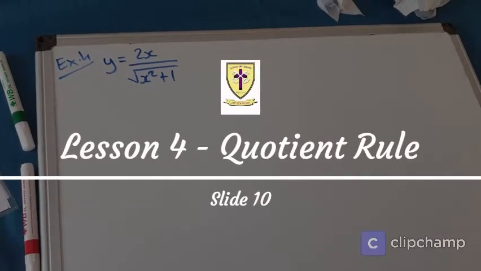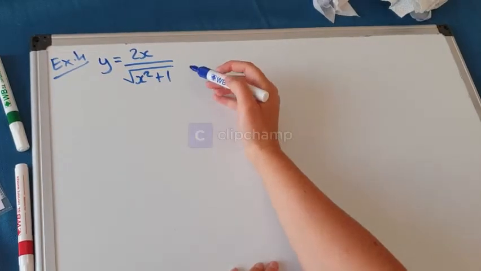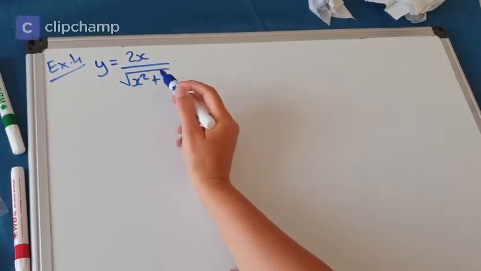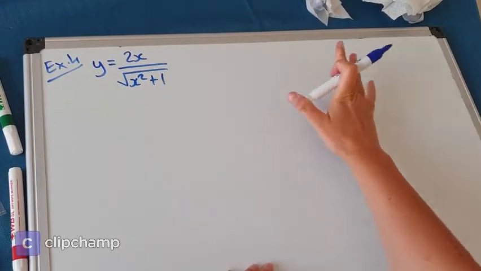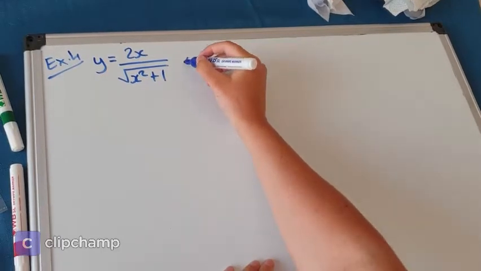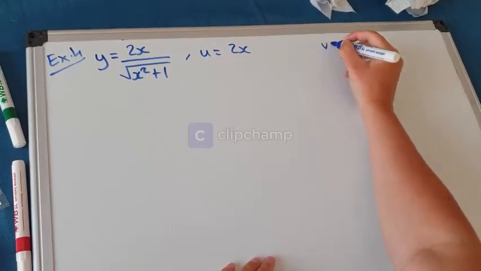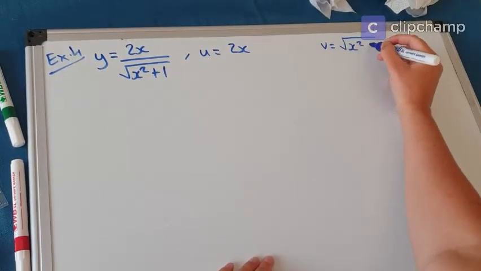Okay, example number 4. Again, we can clearly see that we've got a product. My v here is in root form. That's obviously going to cause a problem when we come to differentiate, but we'll deal with that over at the side when we get to it. So u is equal to 2x and v is equal to the root of x squared plus 1.